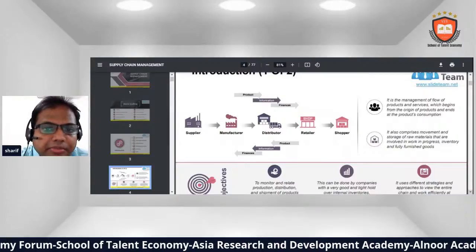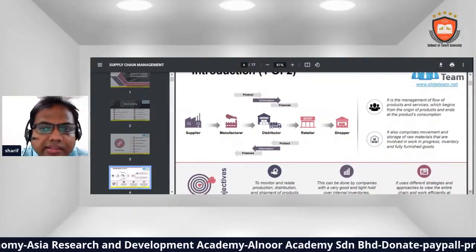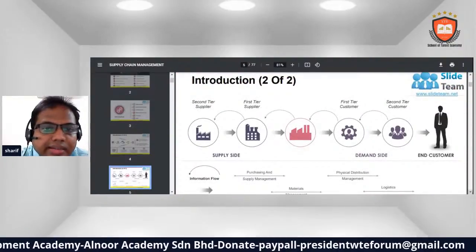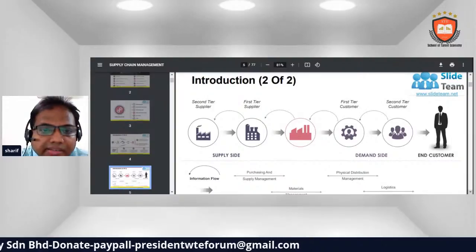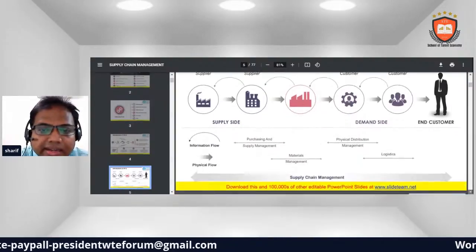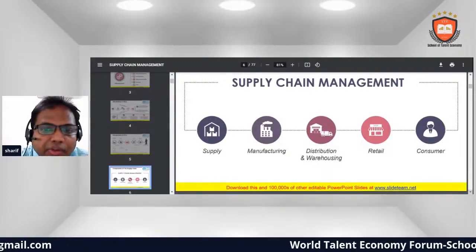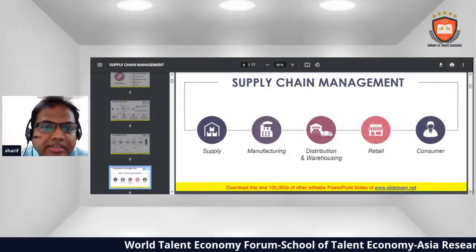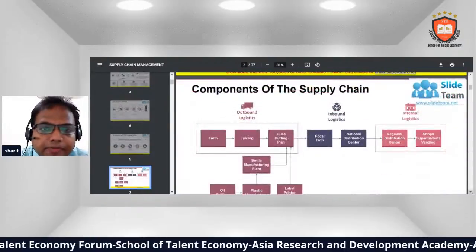We have suppliers, manufacturer, distributor, retailer, shopper, product, finance, and so on. We have a second tier supplier, first tier supplier, first tier customer, and second tier customer. Supply side, demand side, and end customer. In supply chain management, we have supply, then manufacturer, distribution and warehouse, retail and consumer. These are the processes of handling supply chain management.